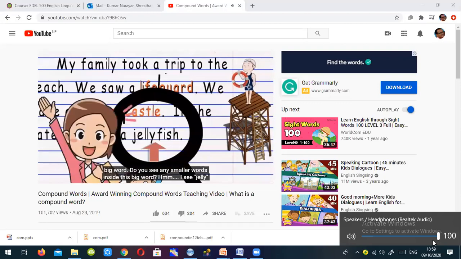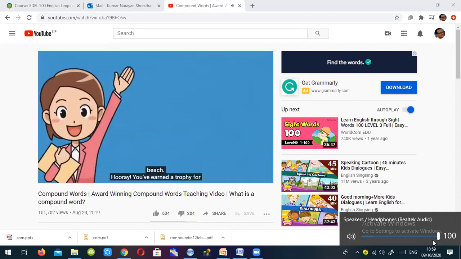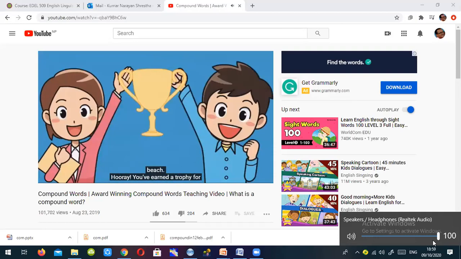I see jelly. And I see fish. Excellent. Jellyfish is a compound word made from the words jelly and fish. A jellyfish is an unusual type of ocean animal people can see at the beach. Hooray! You've earned a trophy for learning about compound words.